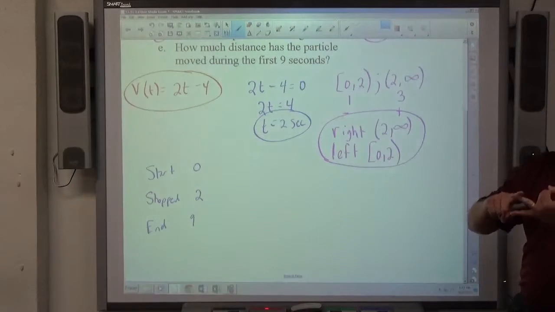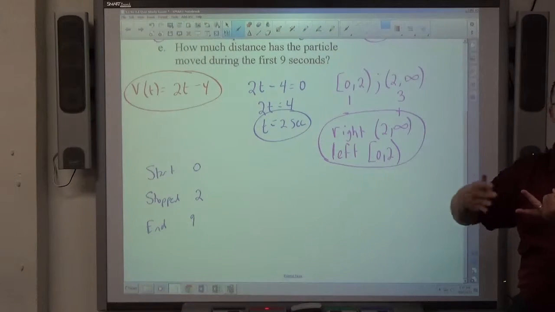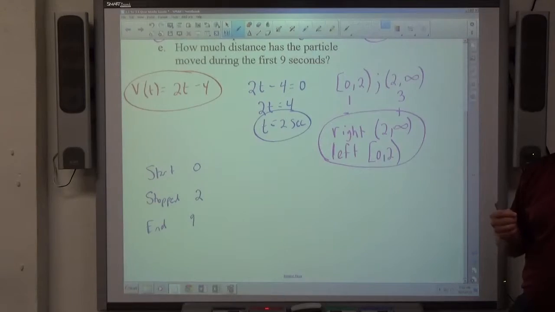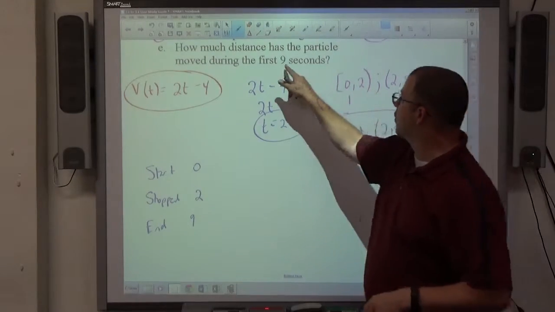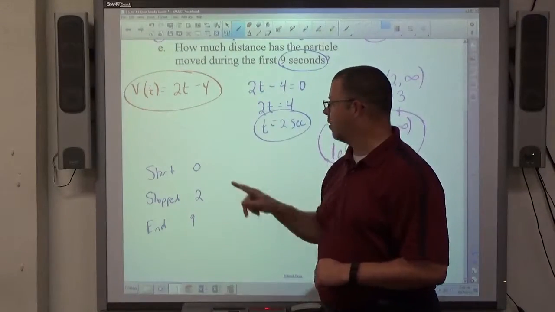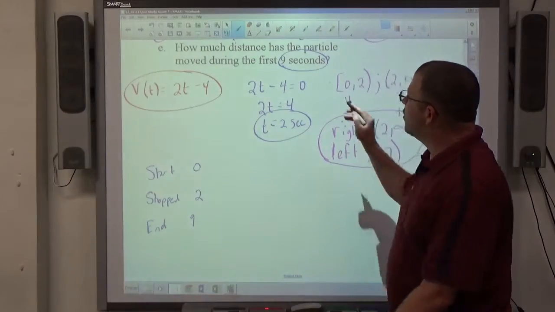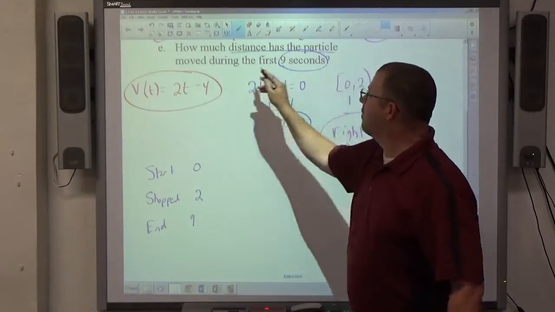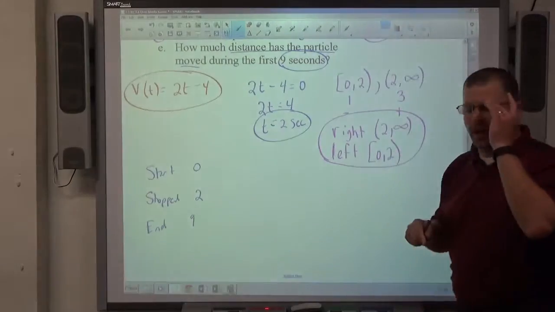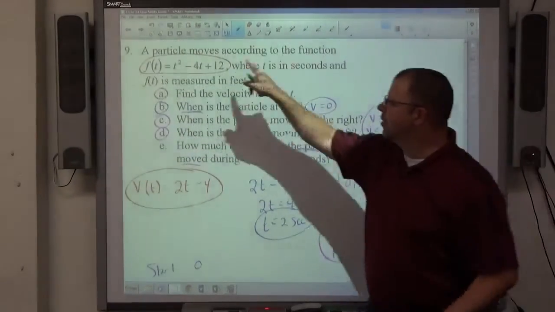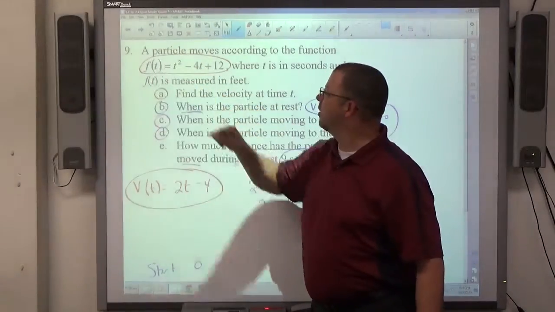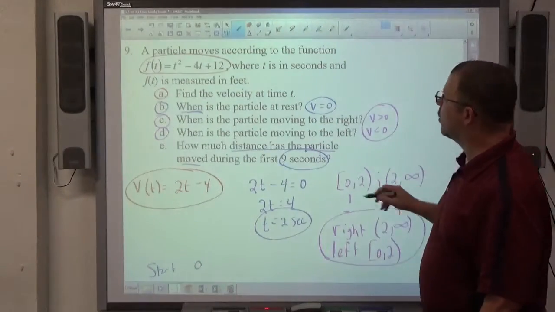When did it start? When does the particle stop in the time interval we care about? And when does the particle end? Or when does the problem end? So it says first 9 seconds, so that's end 9. We always start at 0. The question says how much distance has the particle traveled or moved? Okay, distance is the function having to do with position. So we're going back to the position function here, t squared minus 4t plus 12.